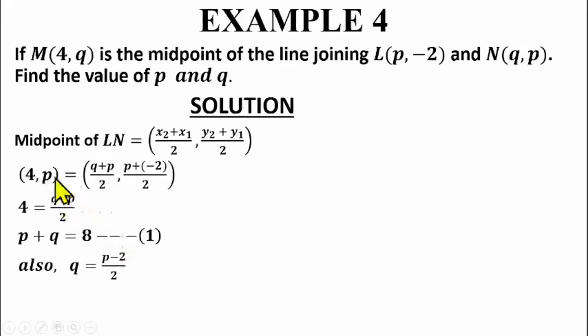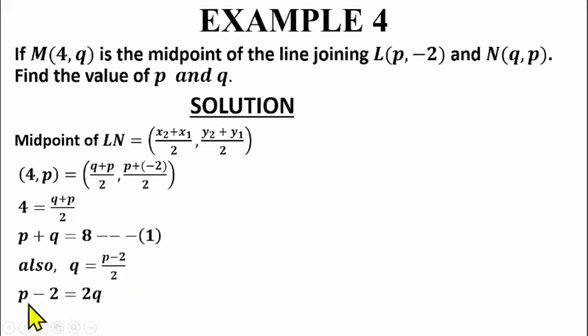I made a mistake here. Sorry, this is p, not q. So change this one. There's an error here. You're having p here, so I wrote q here. Sorry for that. So change this one to 4 comma p. So that means you have p to be equal to what you're having here. So you have p equals to p plus and minus will give us a minus. So we have p minus 2 over 2.